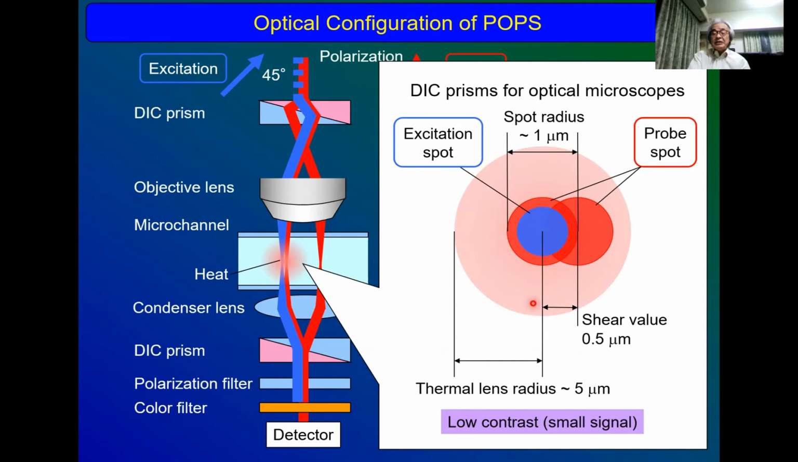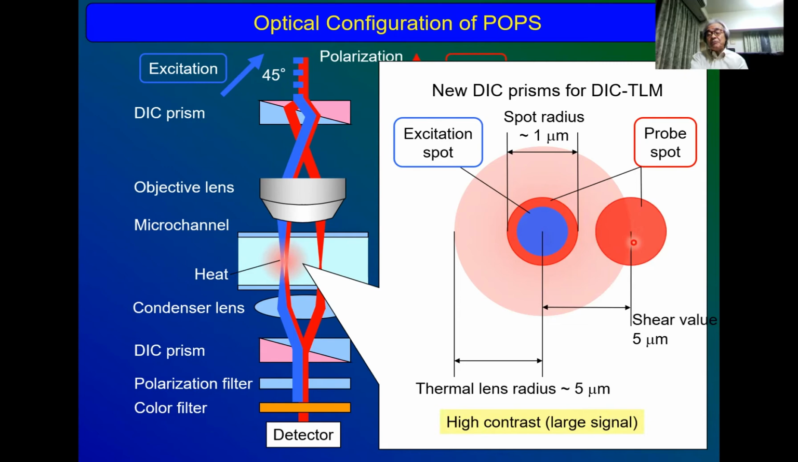That is why this side of the problem should apart from some thermal diffusion lengths like this way. So the shear value of the DIC is quite important. And that is why we designed the new DIC prism and fabricated the new DIC and the prism. And then all this kind of large shear value was realized. And then the DIC theorem is realized.